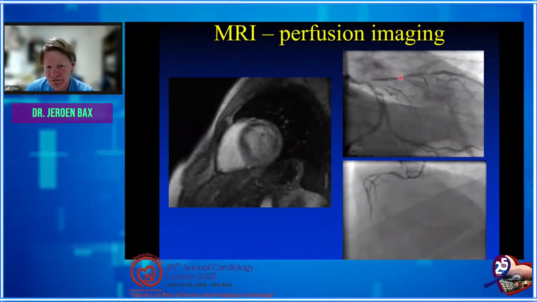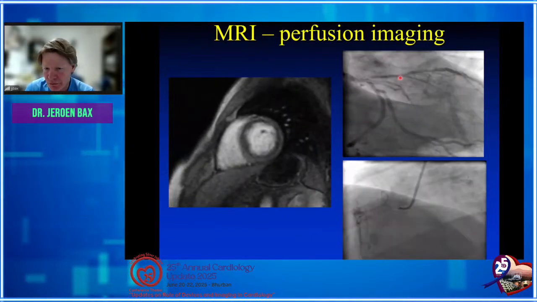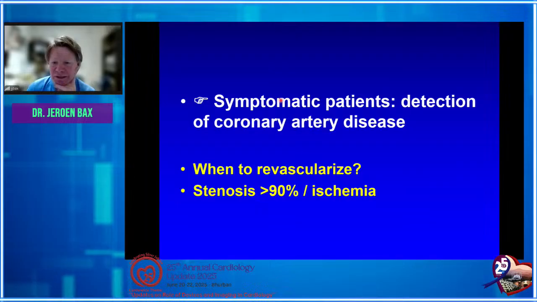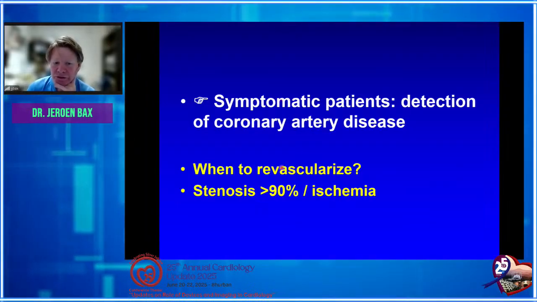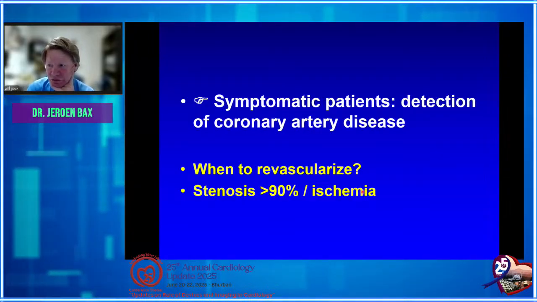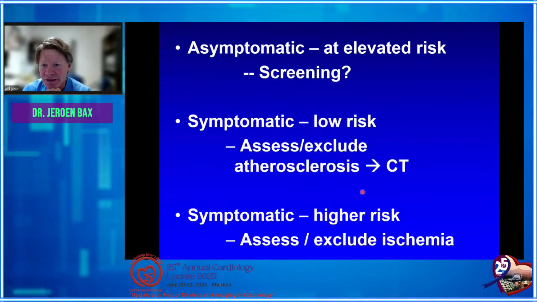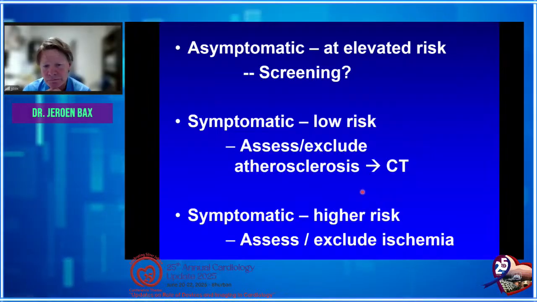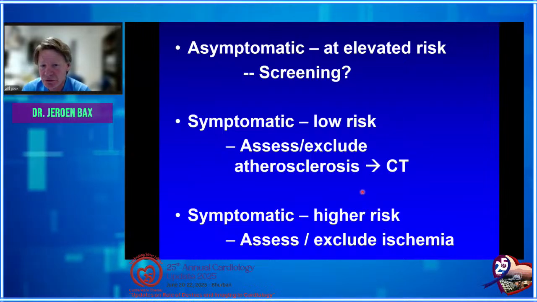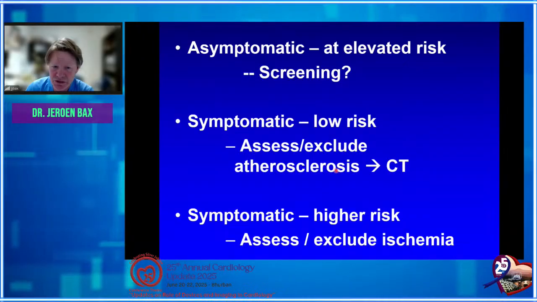So MR functional is dobutamine and looking at contraction. MR perfusion is looking at perfusion and scar tissue. Symptomatic patients, detection of coronary artery disease, when to revascularize. Probably if you have a severe stenosis, or if you have not so severe stenosis, it will be ischemia. Asymptomatic patients at elevated risk, what do we do? Screening. I think we can do a lot of that, but we're also bringing ourselves into a difficult situation, as I said. Symptomatic, low risk, assess or exclude atherosclerosis.